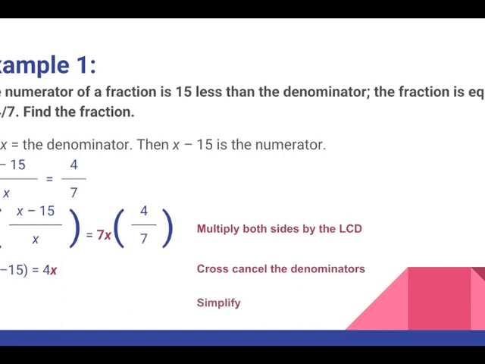And now we can just solve this like any normal equation. We'll distribute that 7. So we'll get 7x minus 105, equals 4x. Let's see, 7 times 15, yeah. So 7x minus 105 equals 4x. And then we can move the 4x over to the left-hand side, we get 3x. Move the minus 105 to the right, we get positive 105. 105 divided by 3 is 35. So we get that x equals 35, and then that tells us that the numerator, x minus 15, is 20. So if we were to set that up as a fraction, we would get 20 over 35.